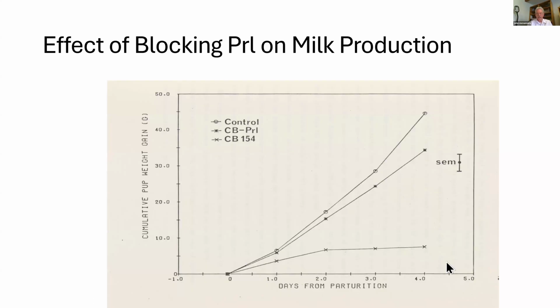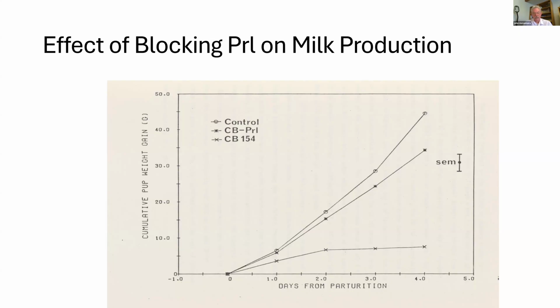And so this was technology in 1976, dot matrix printer and hand-drawn graphics. But just take a look at that. The lower line is the lactation amount, the pup weight growth of animals whose prolactin was lowered. And then the normal control is at the top, and the line in the middle is the group with the prolactin added back.